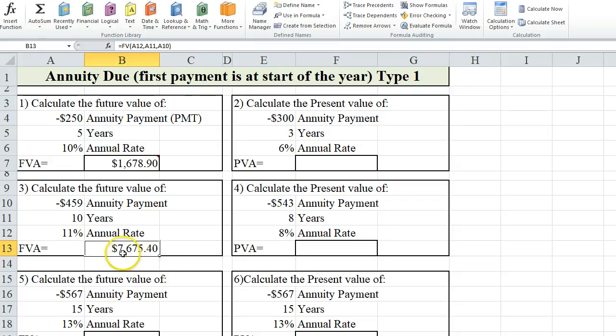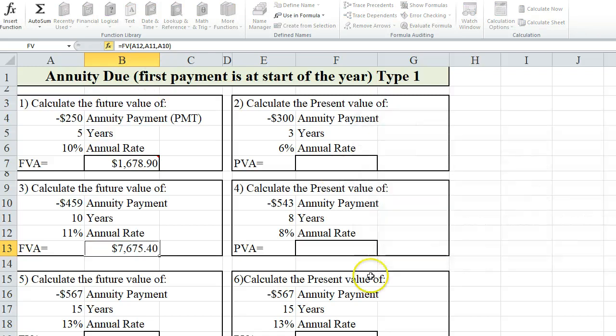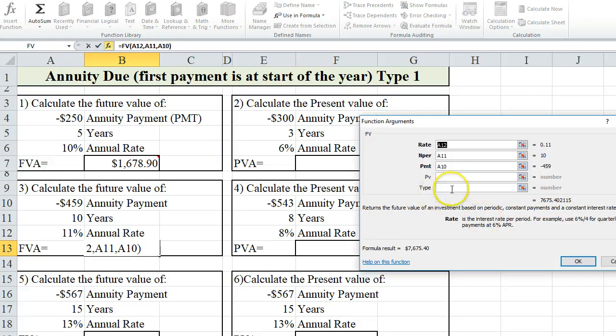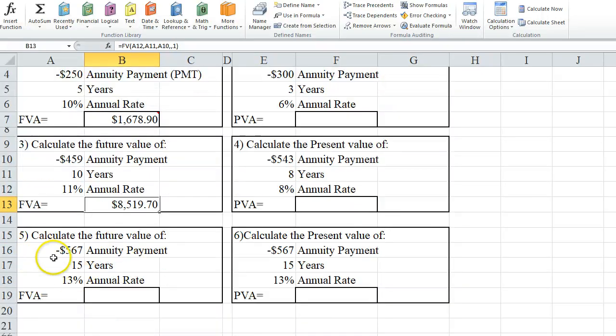And this would be my future value, but this is not actually the correct answer because I have to remember to put in 1 as the type. So let me just cancel this. So you see how this is 7675, and you'll see this number go up because when I put in the 1 to denote that it's annuity due, this will actually increase the value to 8,000 because there's an extra year of compounding. Okay, and the fifth problem again is just calculating.